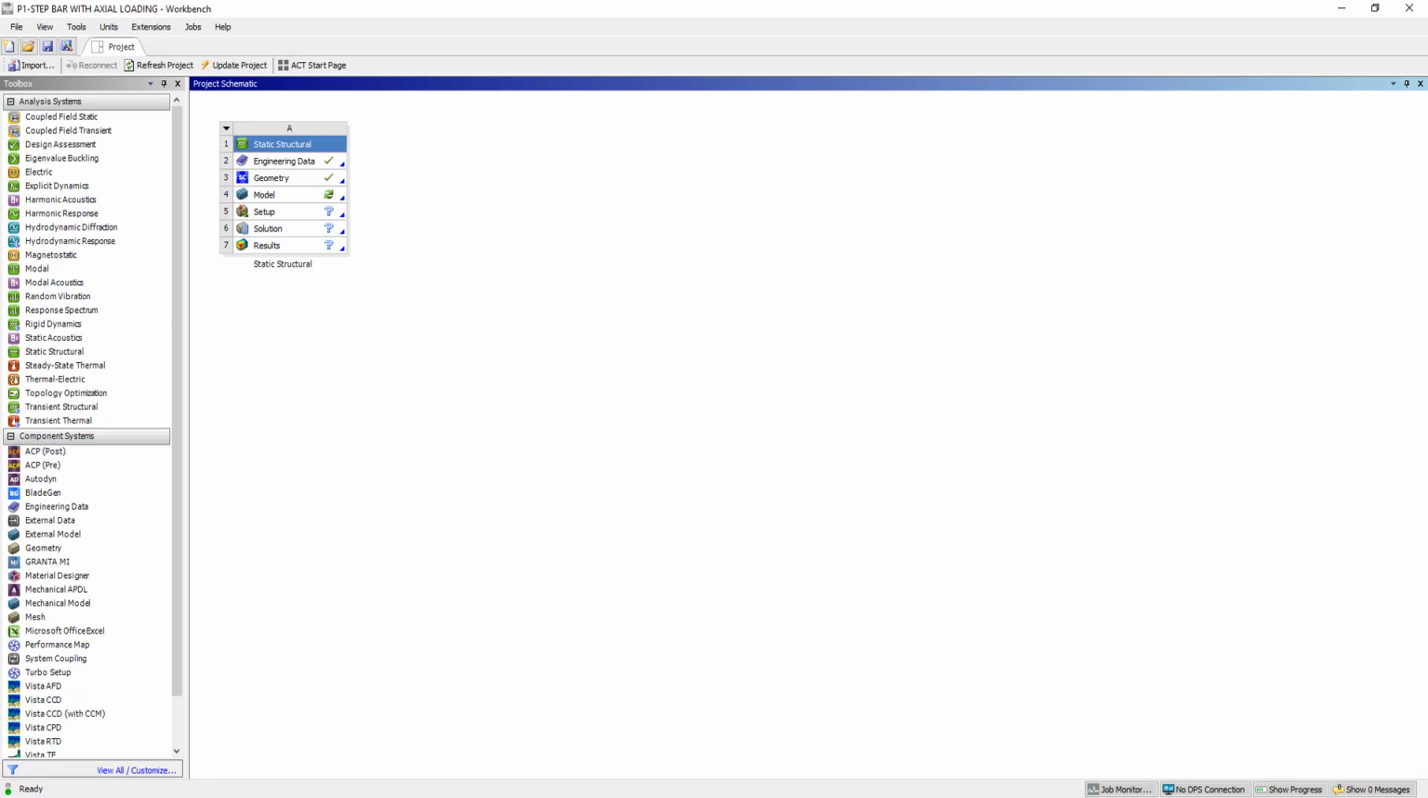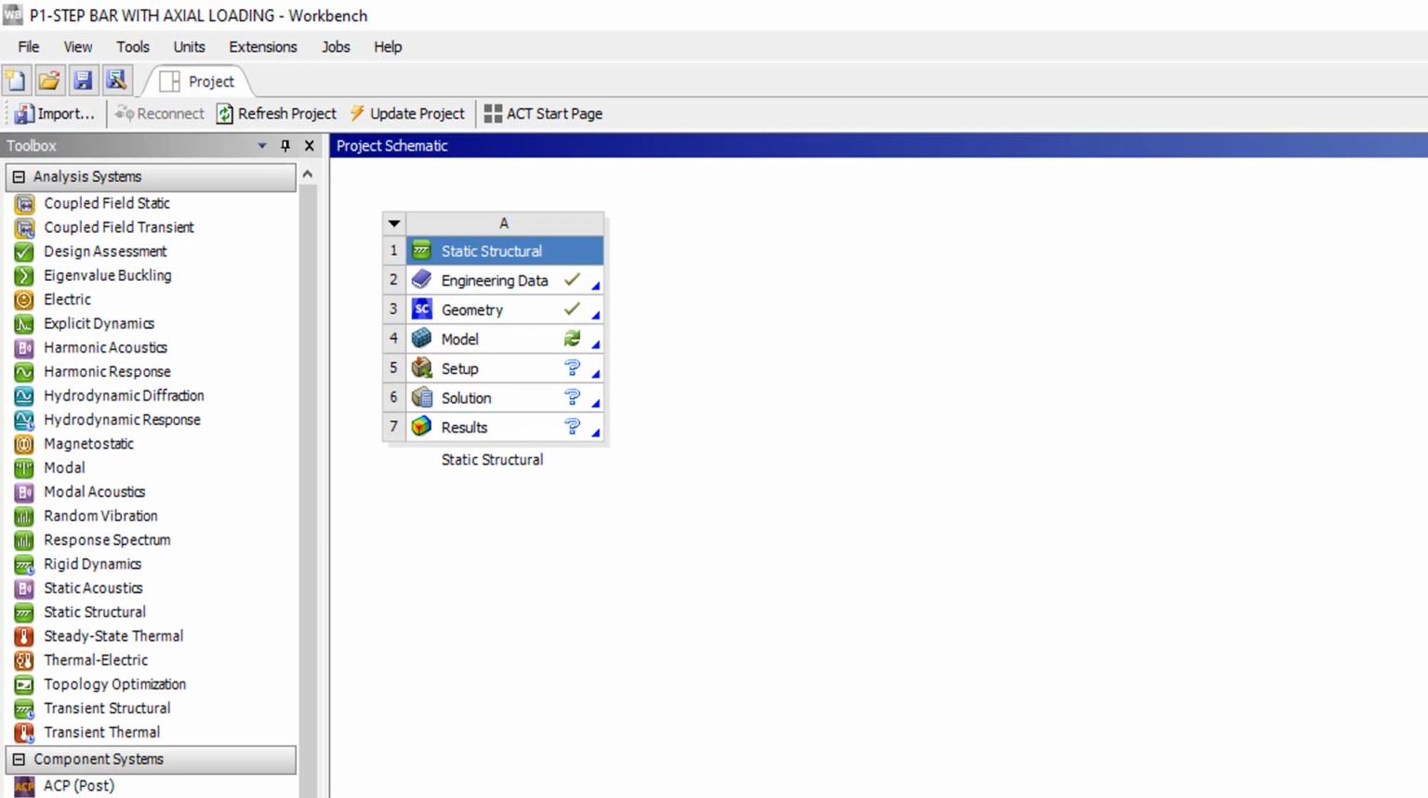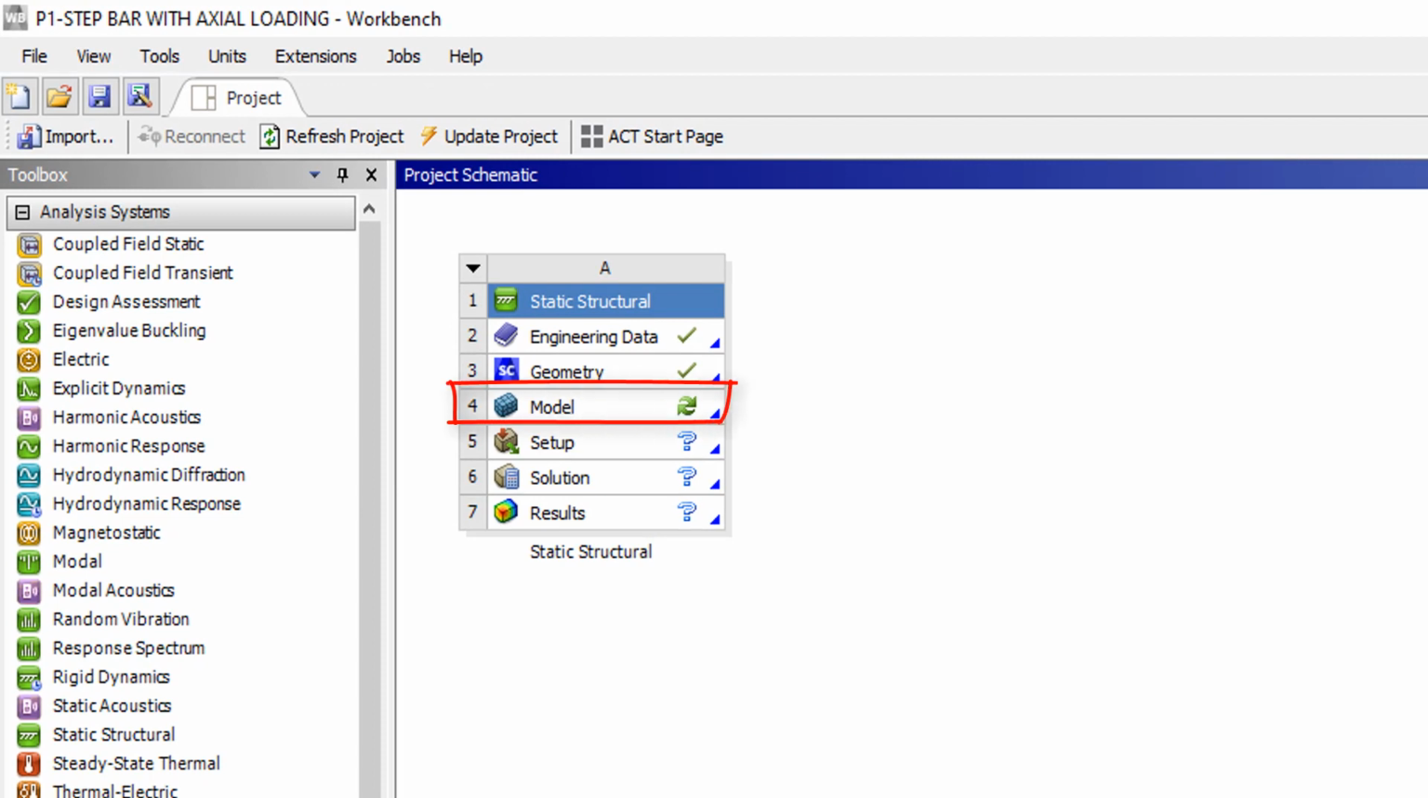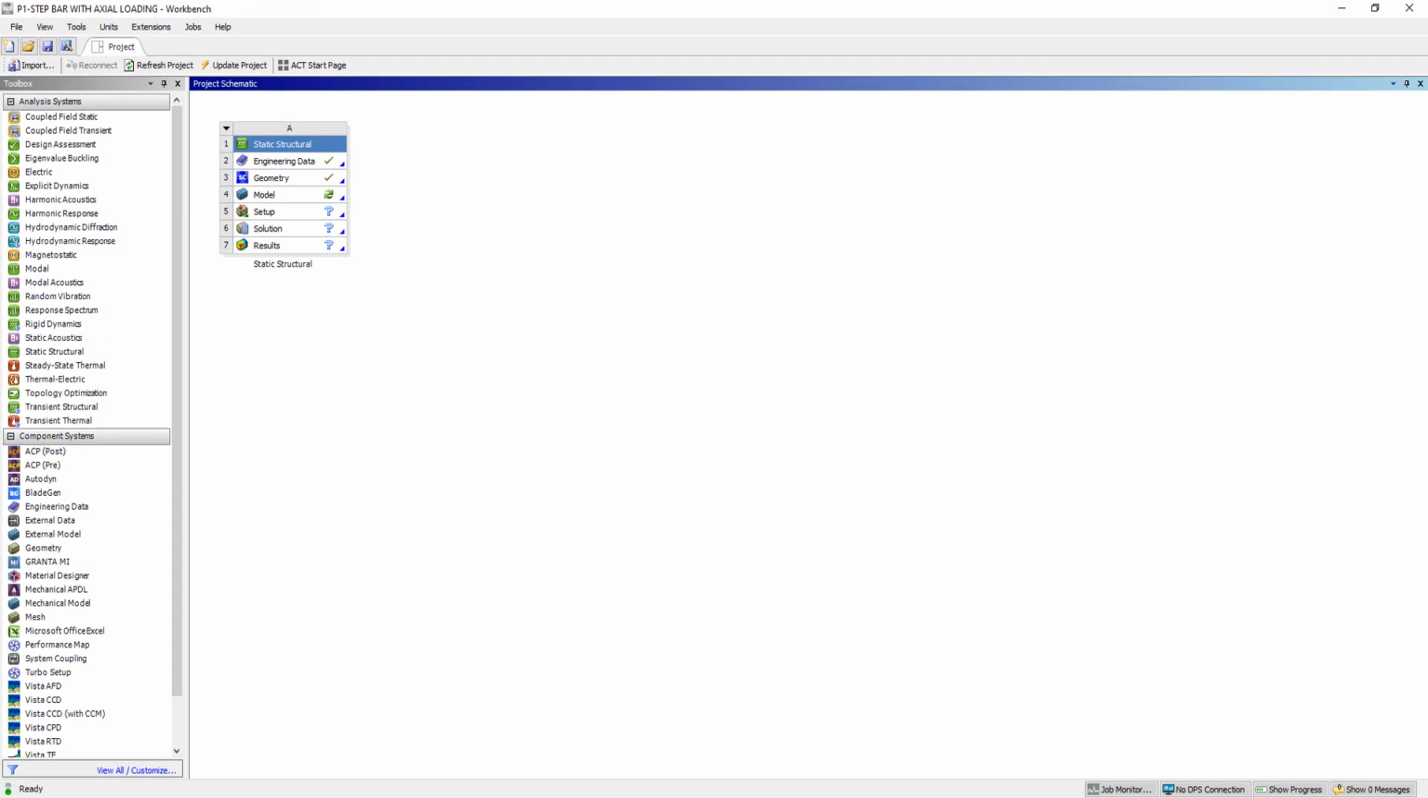Hi, welcome back. Out of 6 steps, we have completed the first 2 steps, that is inputting engineering data and creating a geometric model. Now the next step is dividing a geometric model into elements and nodes, and doing meshing techniques. So what is meshing and what's the concept behind it? Let's discuss that first.